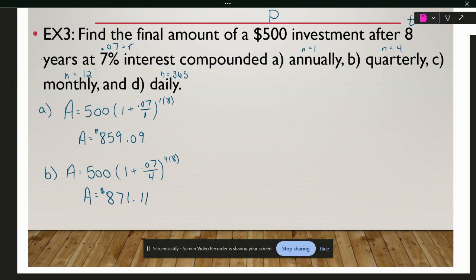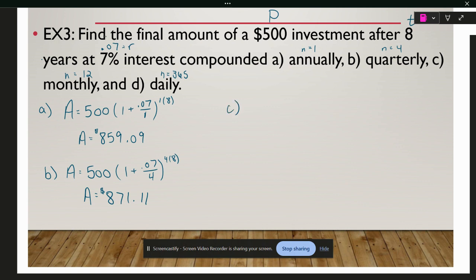Some of you have the really nice calculators. You can do it all in one thing. Just note that if you do it all in one, I would recommend putting parentheses around 0.07 divided by 4. So you would have 2 sets of parentheses in that setting.